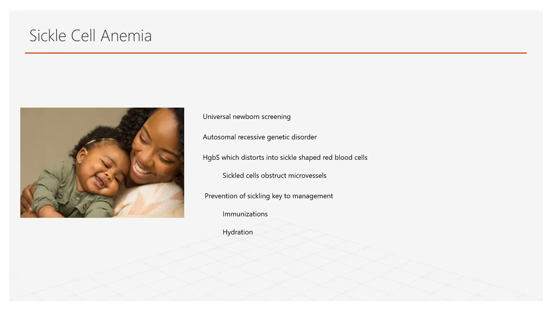Sickle cell anemia. Universal newborn screening is done. It's an autosomal recessive genetic disorder. They have that sickled, S-shaped hemoglobin. Prevention of sickling is the key to management. Make sure they get their immunizations and they are adequately hydrated.